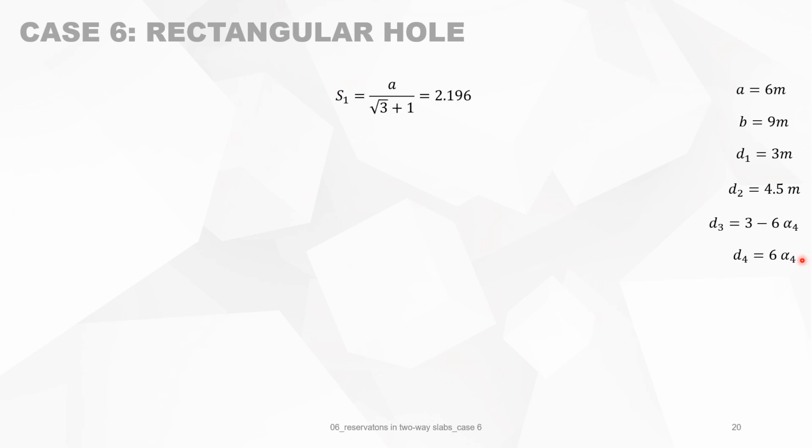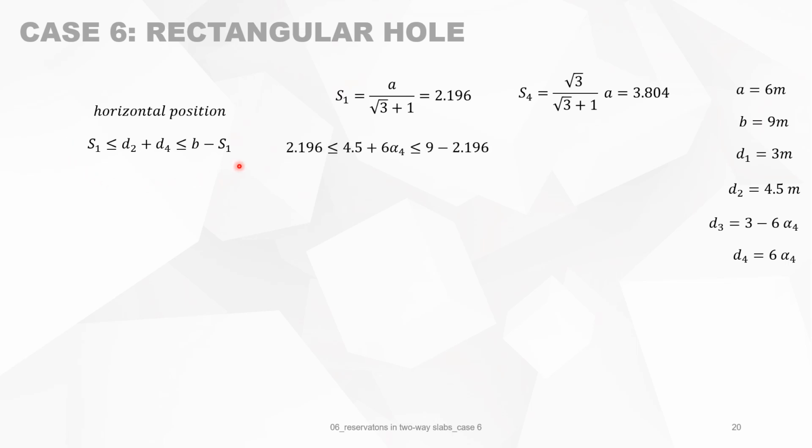These are the different parameters. We can now calculate S1 and S4. This is the horizontal position. We know that in the horizontal position, we must obey this rule, otherwise it's not good. And we can put in the different numbers, and we see alpha 4 must be between 0 and 0.384.